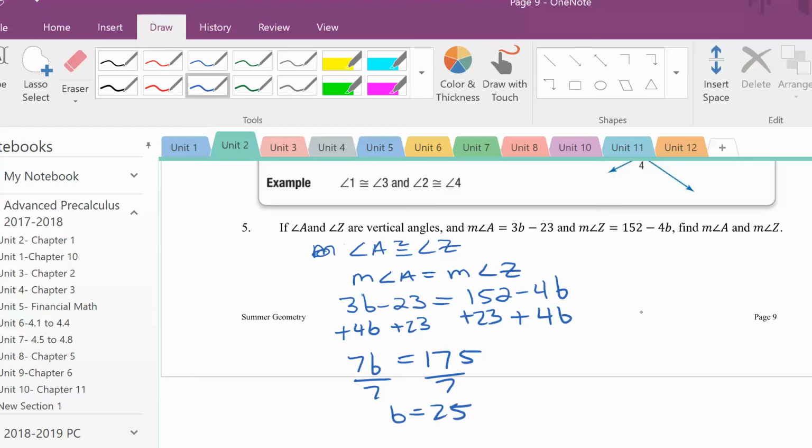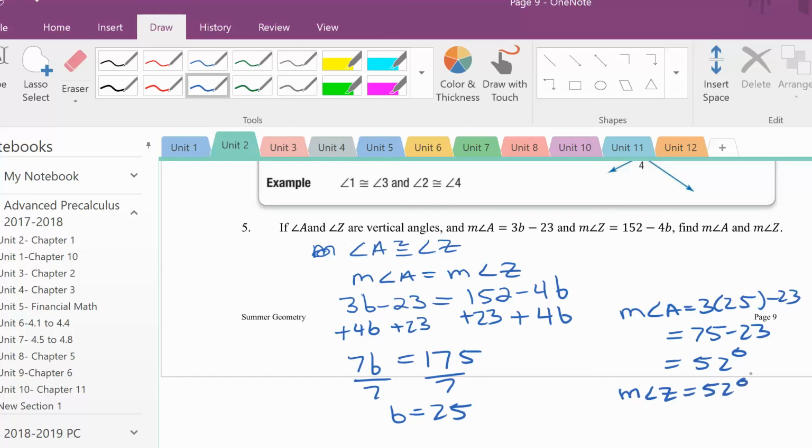And then find the measure of angle A. It is 3 times 25 minus 23. So it's 75 minus 23, which is equal to 52 degrees, which is also the measure of angle Z since they are equal. They are both equal to 52.